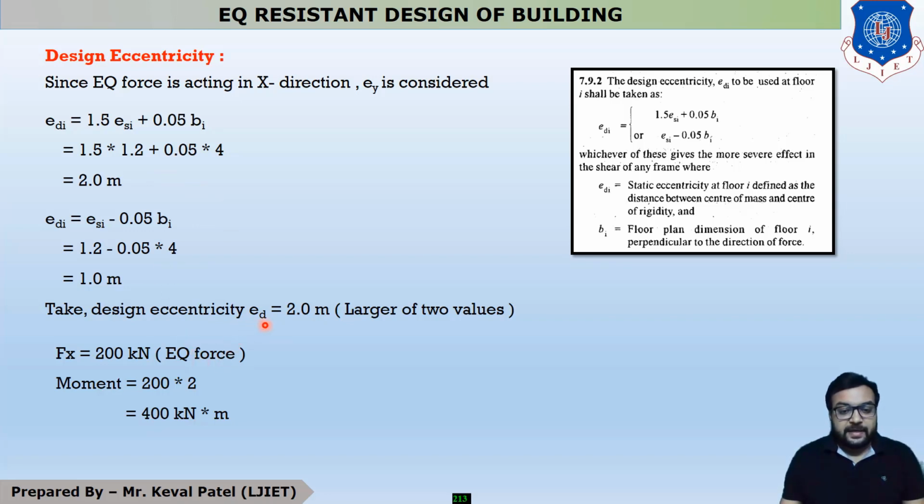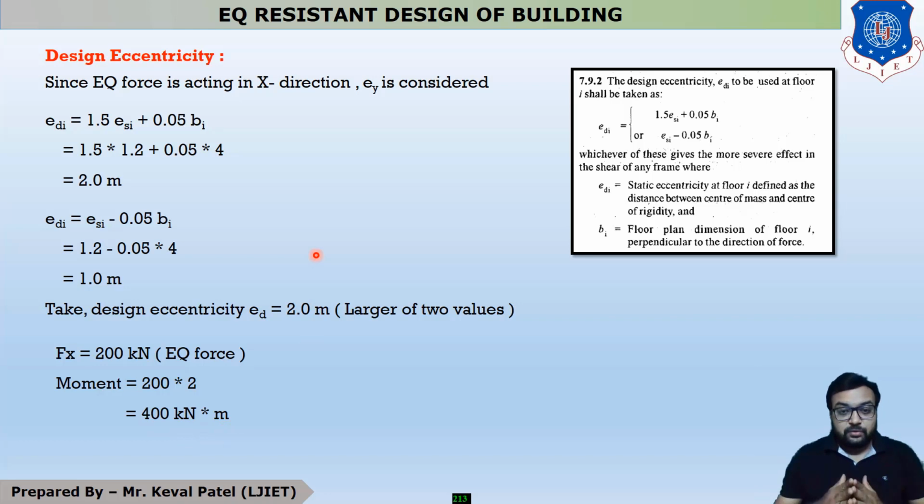So our EDI is plus 2 meter. Now we have to find out how much moment is generated in this system. Our design eccentricity is 2 and our force is 200 kilonewton. Force into perpendicular distance gives moment. So the moment is 200 kilonewton times 2 meter, and our answer is 400 kilonewton meter.